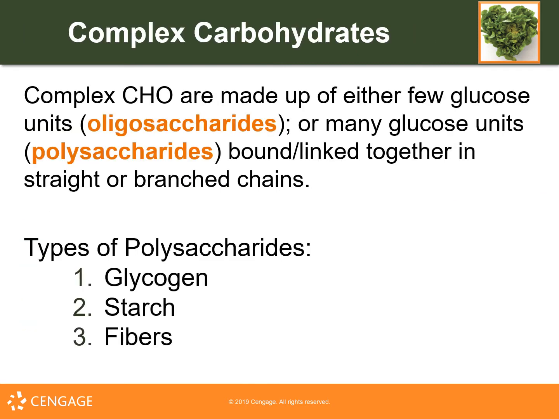Moving on from simple to complex carbohydrates. Complex carbohydrates are made up of either few glucose units, known as oligosaccharides, or many glucose units, polysaccharides, bound or linked together in straight or branched chains. Types of polysaccharides include glycogen, starch, and fibers.